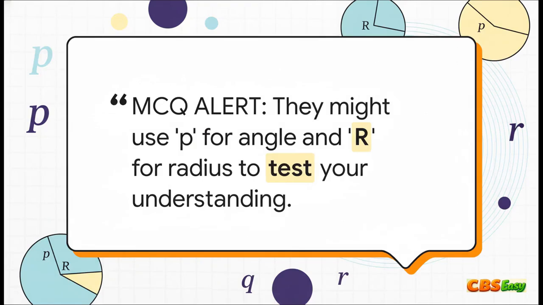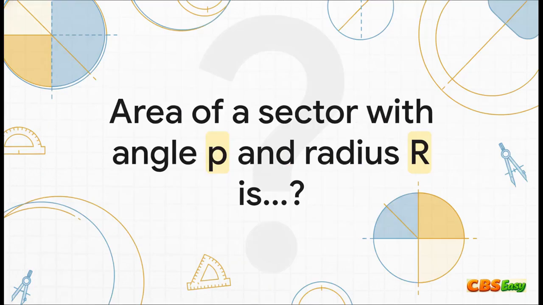Okay, one last critical alert, this one for your MCQs. Be ready for questions that try to trip you up by changing the letters in the formula. They might use P for the angle instead of theta, or a capital R for the radius. They do this to make sure you actually understand the structure of the formula, not just that you memorized a string of letters. So, let's put that to the test right now with a final challenge, pulled straight from your textbook. The question asks for the area of a sector, but it uses angle P and radius R.